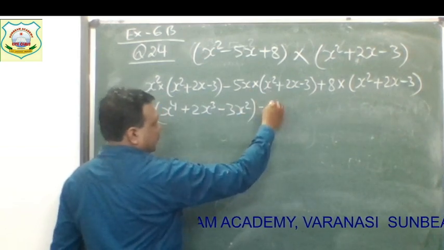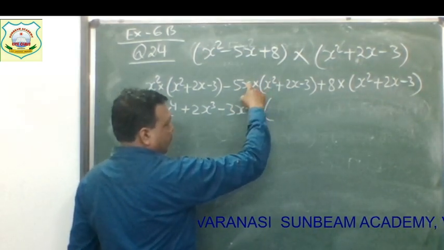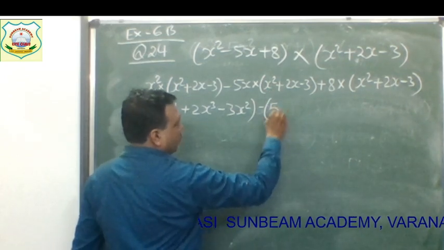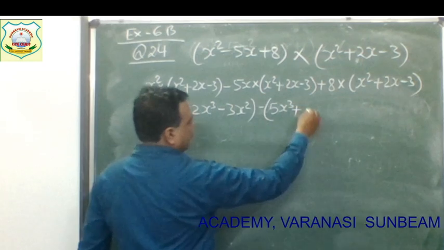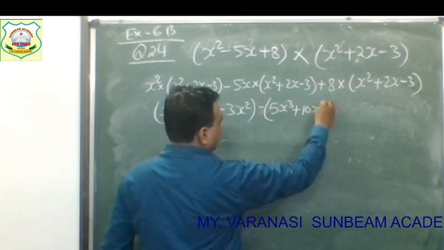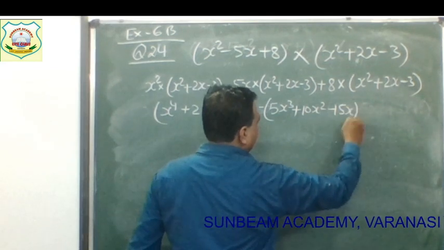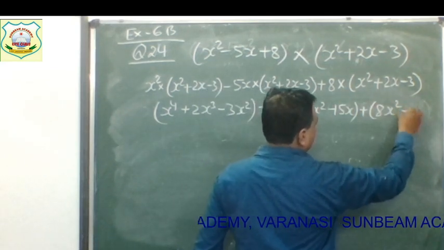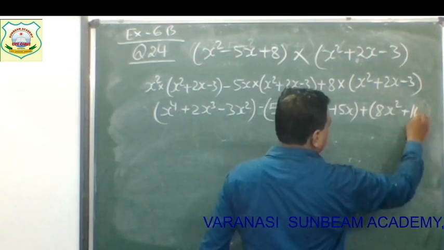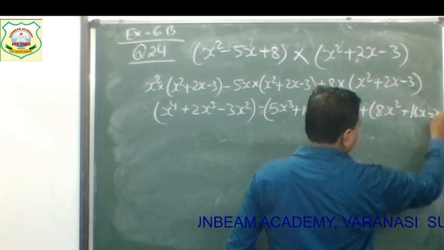Minus 5x square and 5x; minus 5x and x square, x power 1 x square, x power 3, 5x cube; plus 5 2s are 10 and x into x square, 5 3s are 15, minus 15x; plus 8 into x square, 8x square; plus 8 2s are 16x; minus 8 3s are 24.